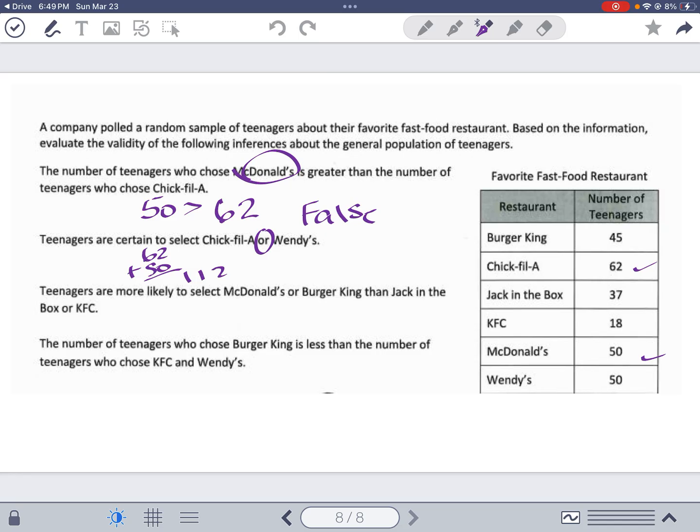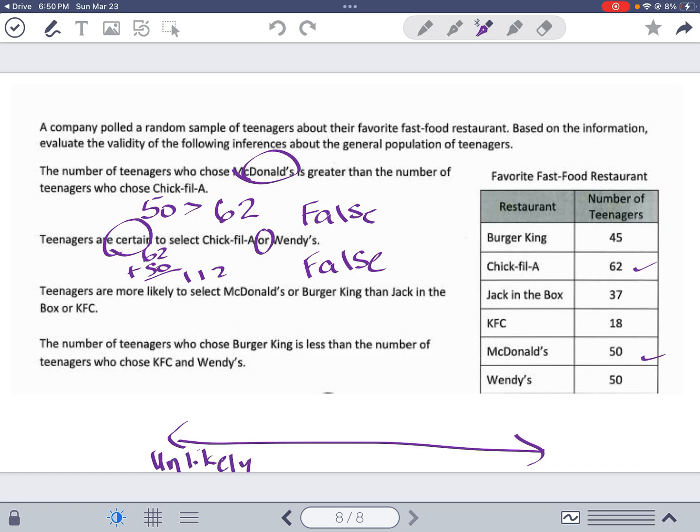Now, what would I do here? I could add them all up. Could somebody choose Burger King? Absolutely. Jack in the Box? Absolutely. KFC? Absolutely. Wendy's? Absolutely. So is it certain? No, it is not certain. Remember, when we're looking at probability, we had unlikely and we had certain. Remember, certain was all. And that's not all. That's just 2 samples. All right, so that one would be false. Even though I added up the 112, there's a lot more than 112 that were surveyed.